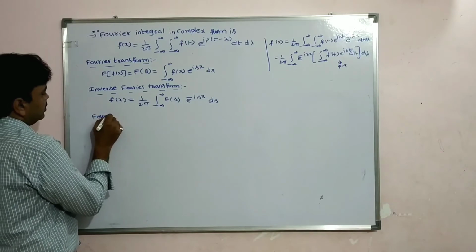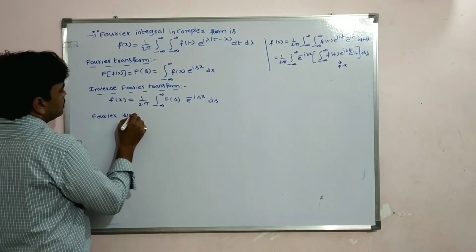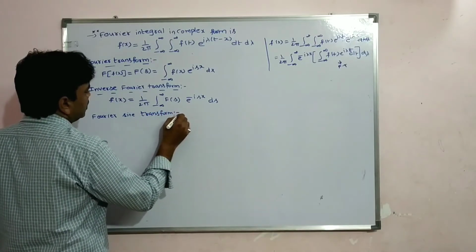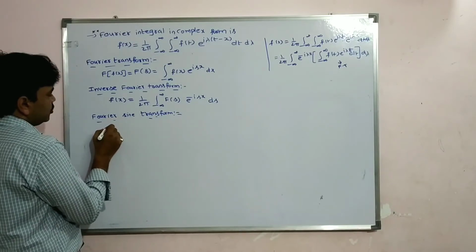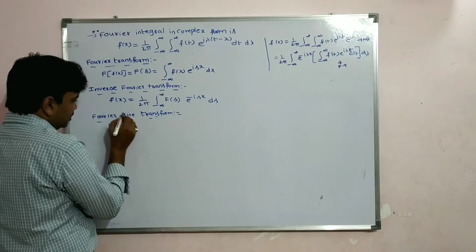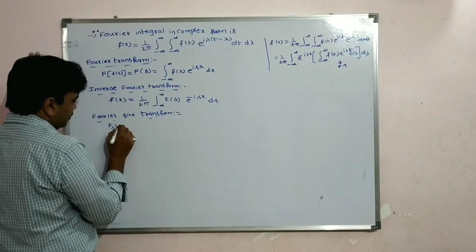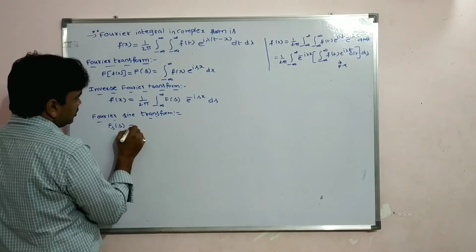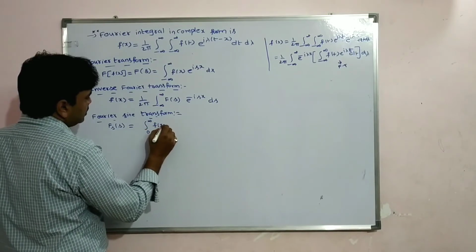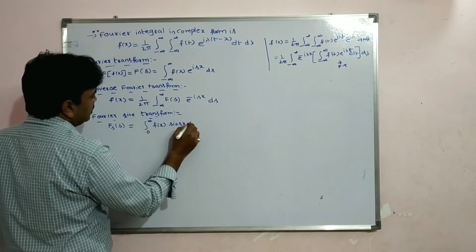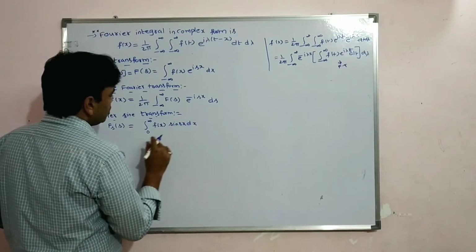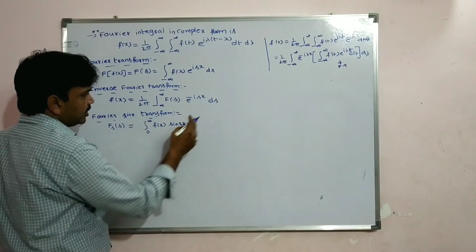Fourier sine transform, students. It is denoted by F of s. Fourier sine, so what is sine? The first letter is s, students. So Fs of s is the notation. That is equal to integral 0 to infinity f of x sin sx dx. Fourier transform means we always get dx, students. Inverse Fourier transform means we get ds.